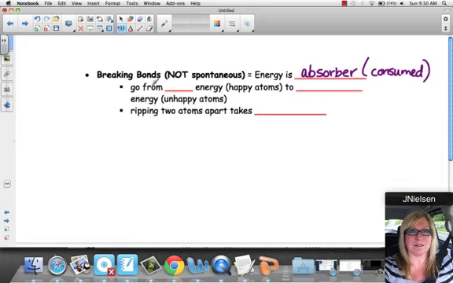We go from low energy, which is happy, which is stable, to high energy, which is unhappy, which is unstable. So ripping two atoms apart takes energy.